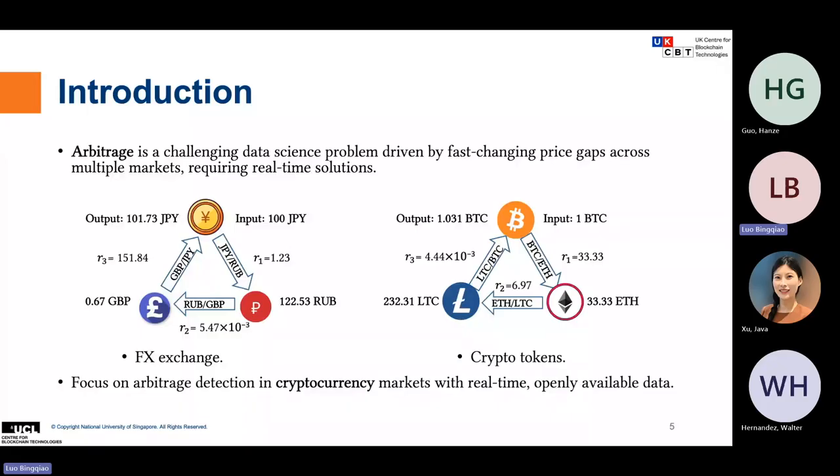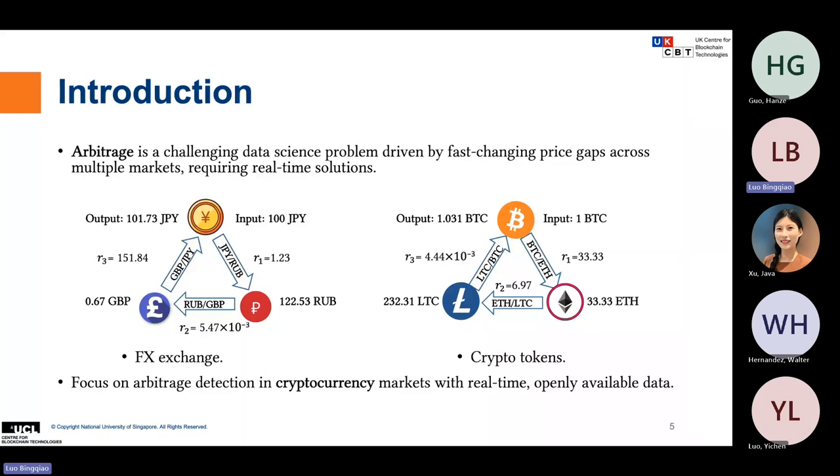I show 2 examples here to help understand better what arbitrage is and how cyclic arbitrage is defined in our work. As we can see from the left side, it shows an example in the foreign exchange that includes 3 currencies: the Japanese yen, the Russian ruble, and the British pound. With an input of 100 Japanese yen, because of the exchange rates of these 3 pairs of exchange, it finally comes out with more output than the input, so it makes a profit.